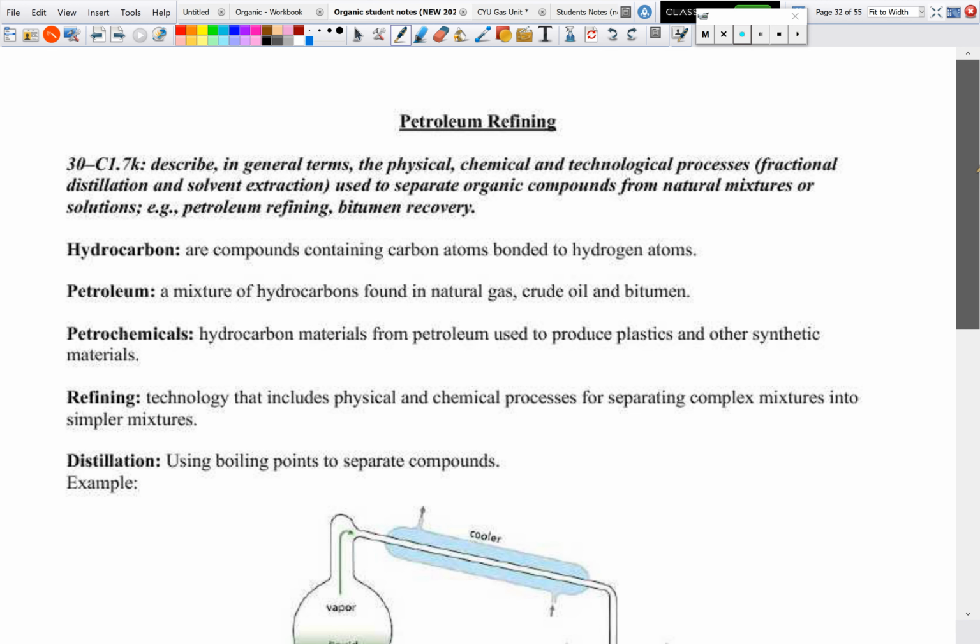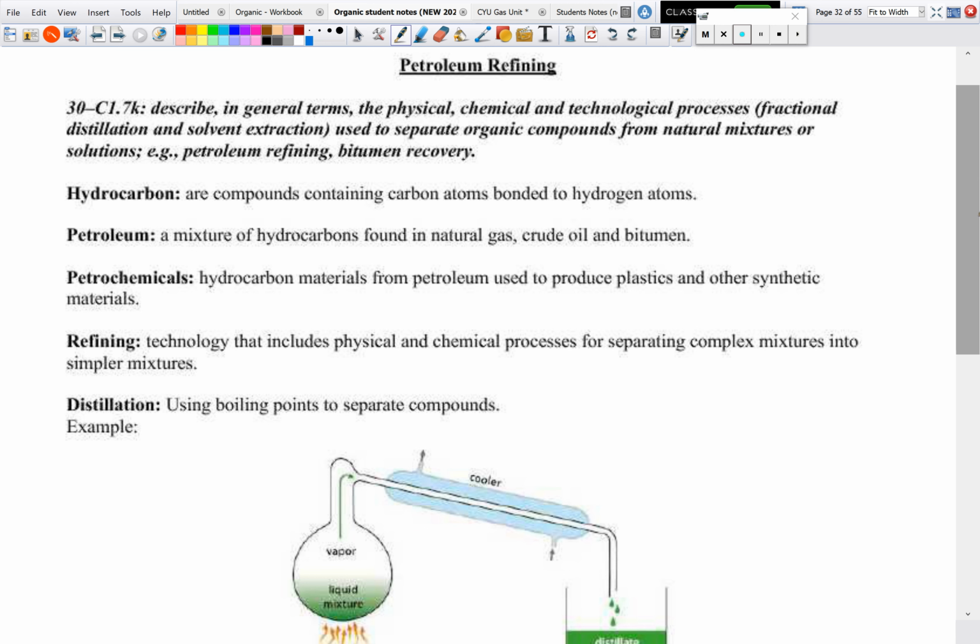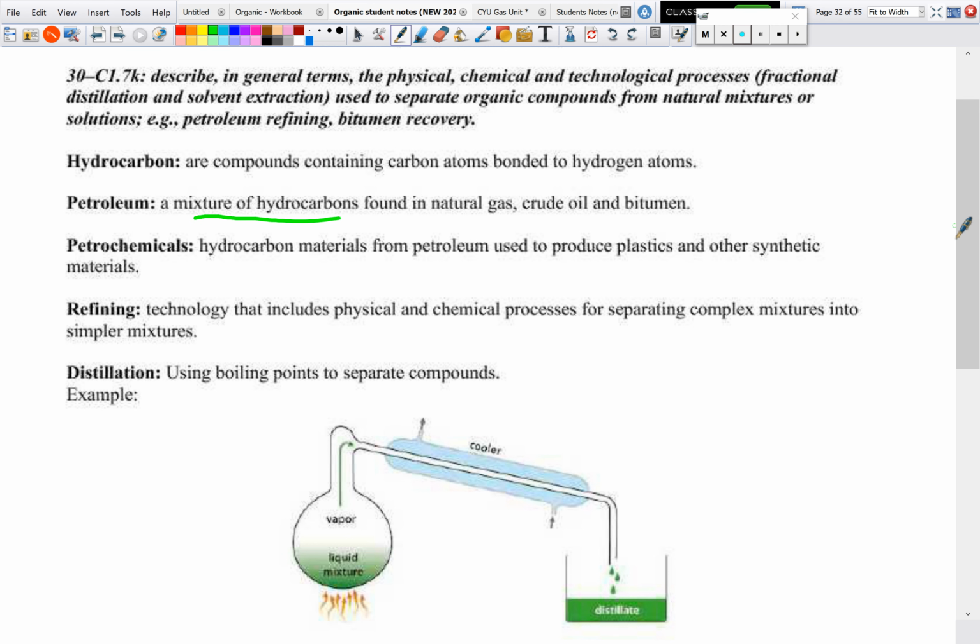Now, the last little topic when we talk about all of these boiling points is practical uses for it. Separating stuff after reactions is very useful, but one of the main ones we're going to focus on right here is petroleum refining. When you look at petroleum, it's a mixture of hydrocarbons, found in natural gas, crude oil, and bitumen. Separating these is what we need because different hydrocarbons are going to be responsible for different things.